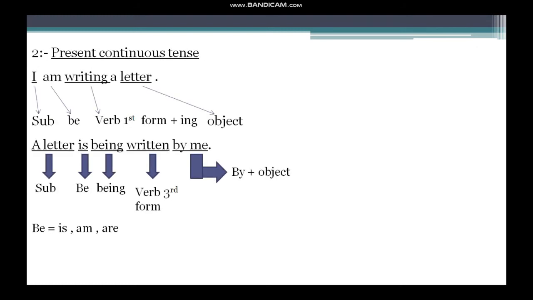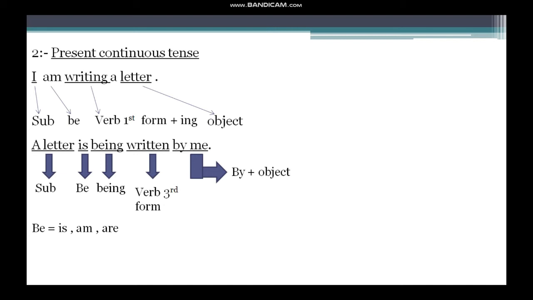After simple present tense, now we will see present continuous tense, meaning how we change any sentence given in present continuous tense into passive voice. The sentence is: I am writing a letter. When we change this sentence into passive voice, it will be: a letter is being written by me, because as you all know, the object will be at the subject place. The object is a letter, and I have used a letter at the subject place, so that will be a letter is being written.